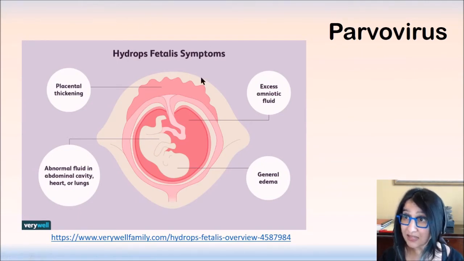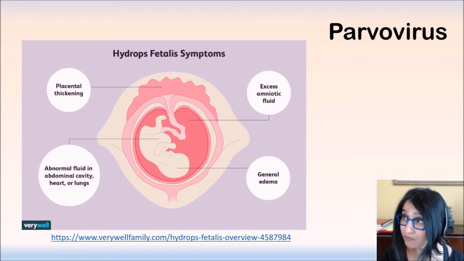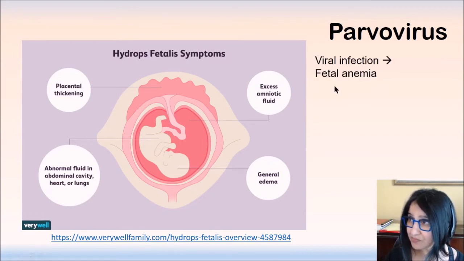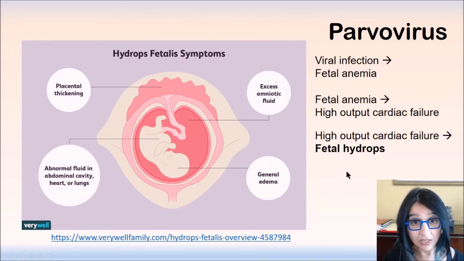In hydrops fetalis, we're more used to thinking about this in terms of hemolytic disease of the newborn, where there's an incompatibility between mom and baby, and the mom has antibodies attacking fetal red cells. Well, in parvovirus infection, the developing fetus is infected with parvovirus and is profoundly anemic as a result. Once that anemia is severe enough, that developing fetus will have high output cardiac failure, and that will lead to fetal hydrops.